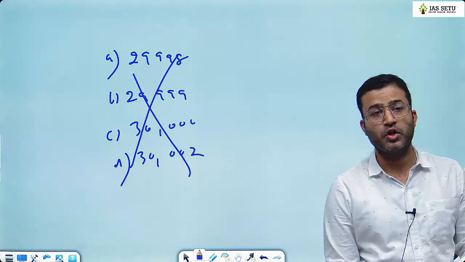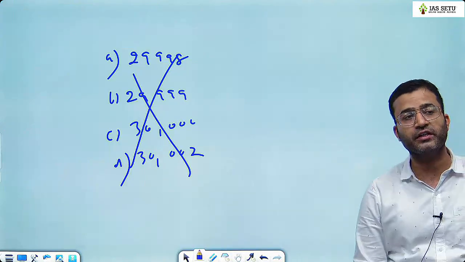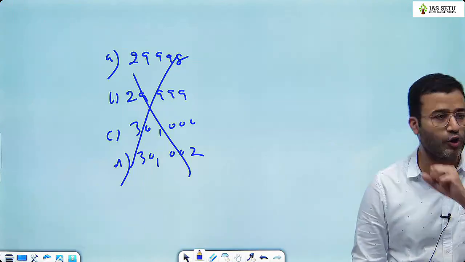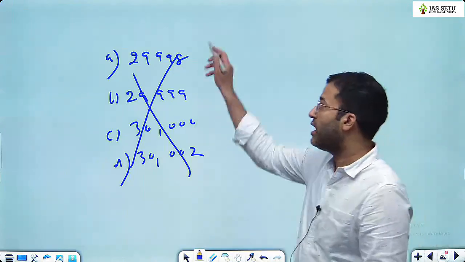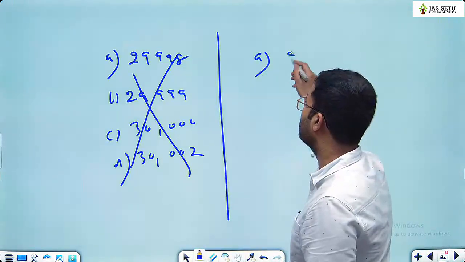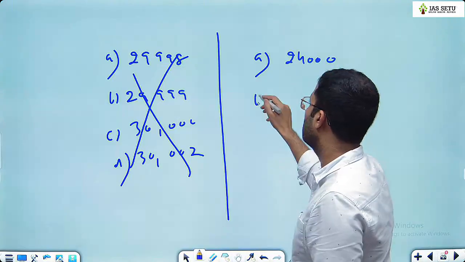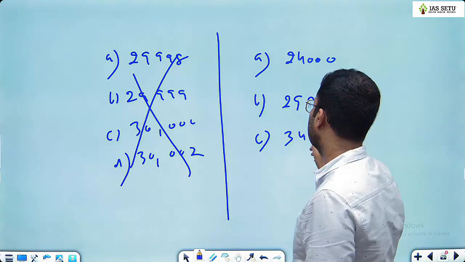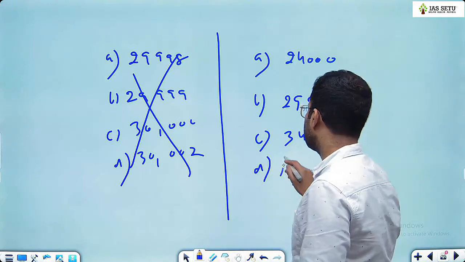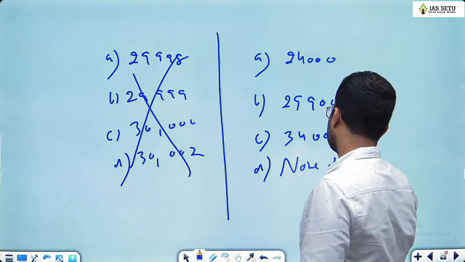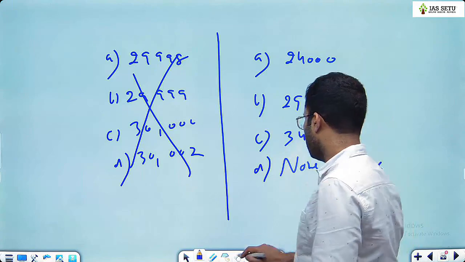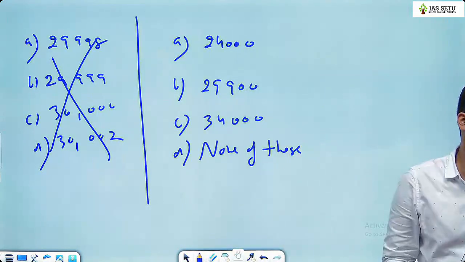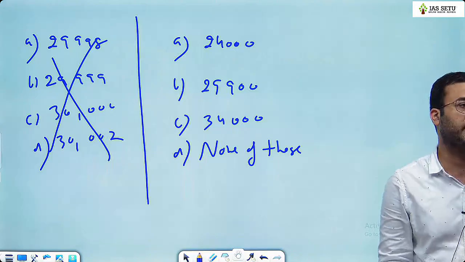But UPSC has one tool where they can stop you from using approximation. How come? I give you answer options. Answer options given like 24,000. Answer option B given 29,900. Answer option C given 34,000. Answer option D is none of these or none of the above. This none of the above is the enemy of approximation.